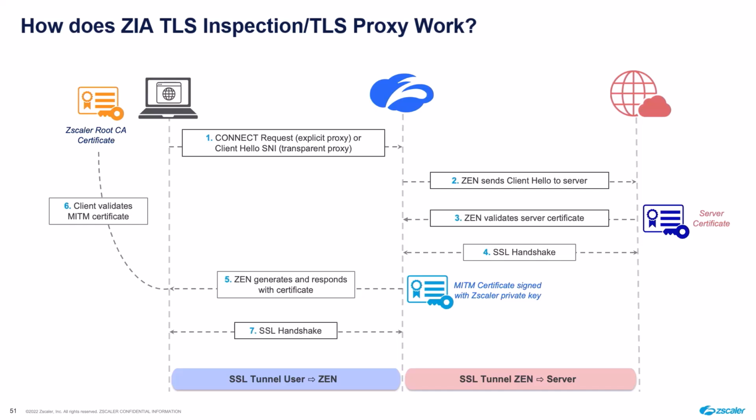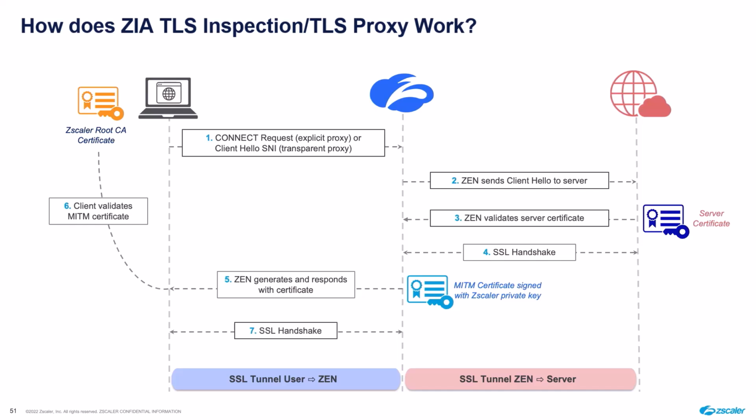and it sends its own client hello, and it receives the server certificate back from the web server and completes the SSL handshake. So we now have a connection encrypted from the Zscaler Internet Access Service Edge, or the ZEN, towards the web server. We'll then inspect that certificate and make sure that it's valid.